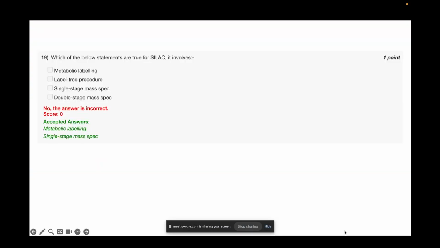Yeah, the answer is both metabolic labeling and single stage mass spec. We have not discussed single stage and double stage in detail, but the idea is that you can use SILAC for metabolic labeling, and since you're using SILAC for labeling, you can incorporate both your samples in one go and do the mass spec in one go. So you can do single stage mass spec, right? For double stage, you need not do any labeling.